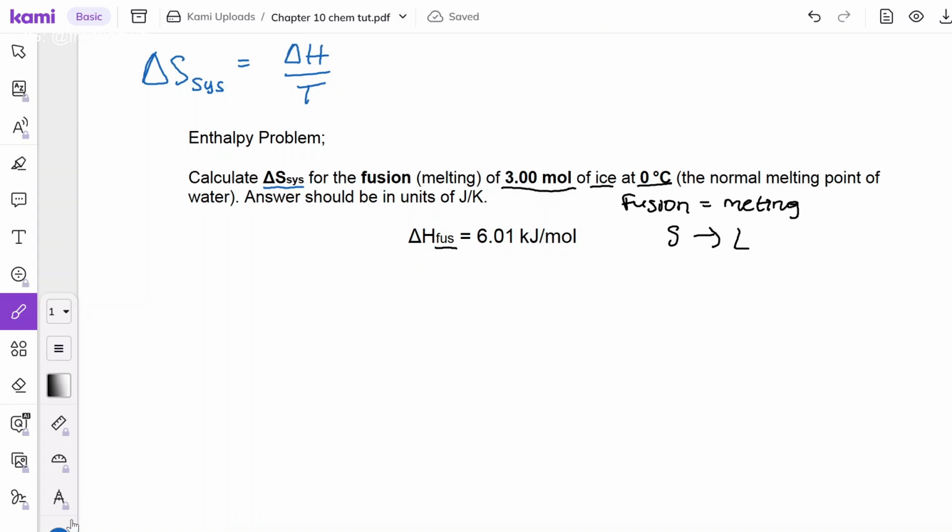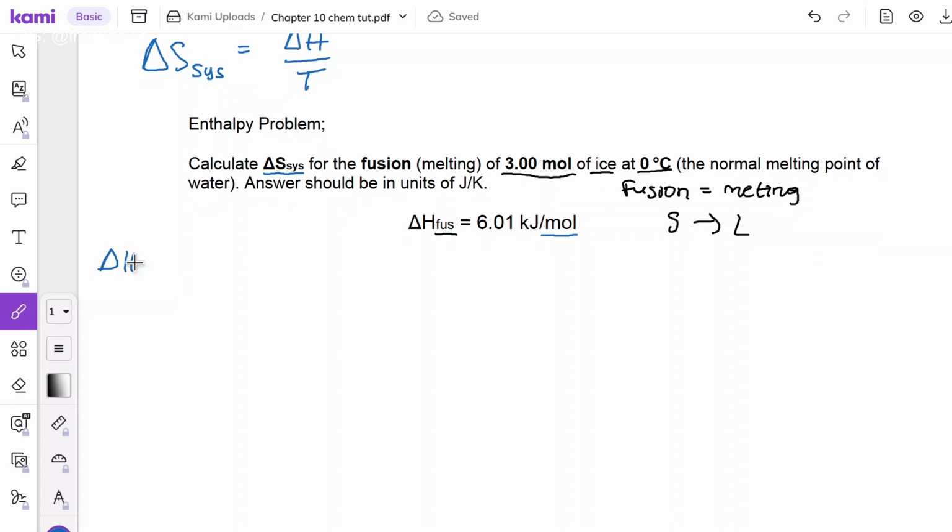And also, pay attention to the units. The enthalpy of fusion is given in units of kJ over mole. So that means you're going to have to get rid of this mole to find the kJ, and to do that, you just multiply by the 3 moles up here. So that's the first thing we're going to do in this problem. Enthalpy of fusion for 3 moles is 6.01 kJ per mole times 3 moles of ice. And when you plug it into the calculator, it gives you 18.03 kilojoules.